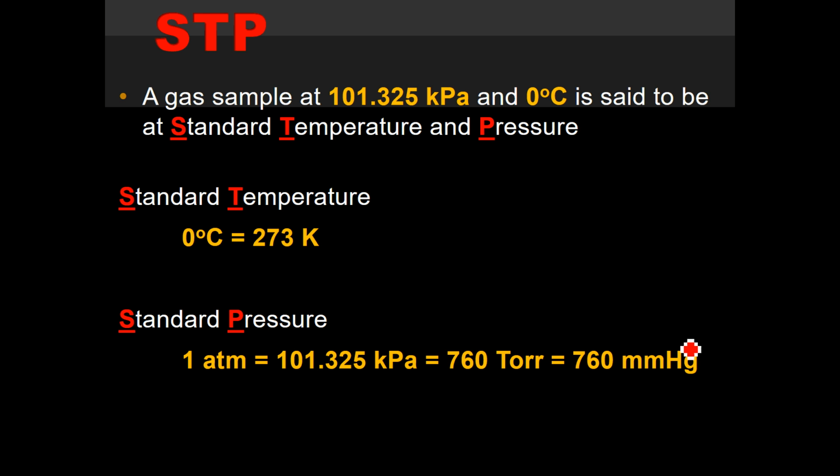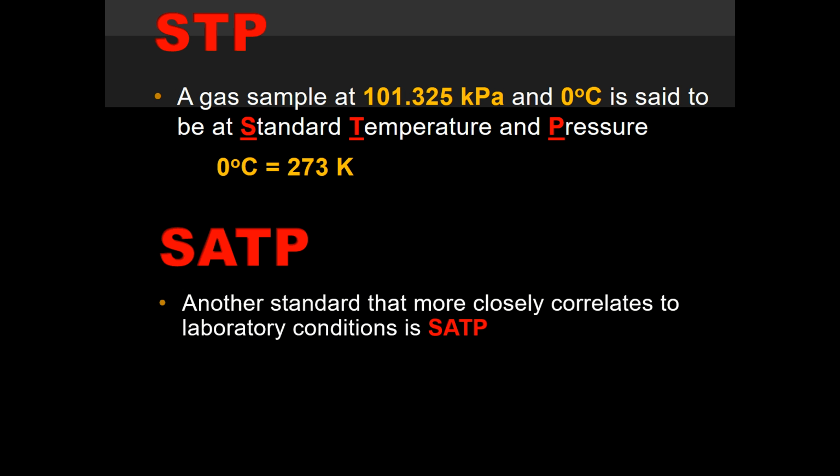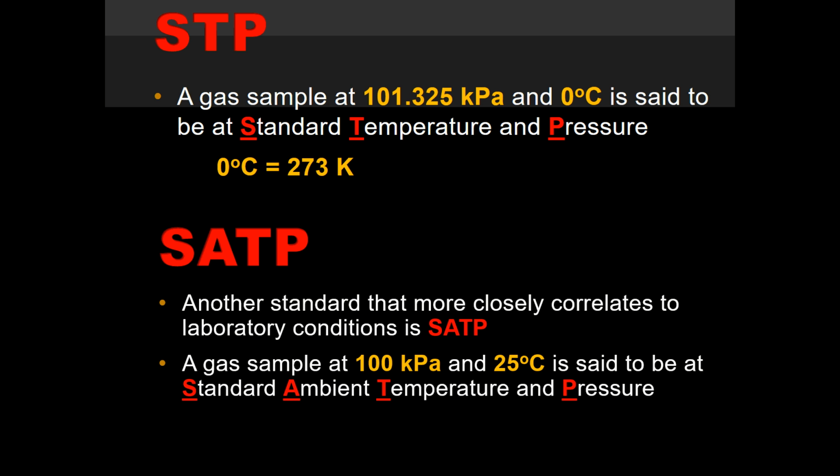There are a variety of ways we can record the standard pressure. We also have something else called standard ambient temperature and pressure. This one's a little bit closer to the laboratory environment, where the temperature is 25 degrees Celsius instead of 0 degrees Celsius, so it's a little bit easier to compare. We're going to focus on standard temperature and pressure, STP.